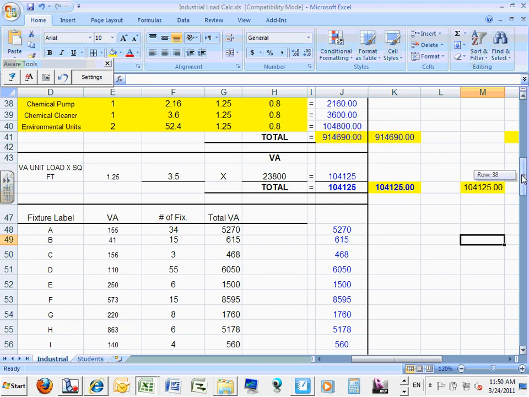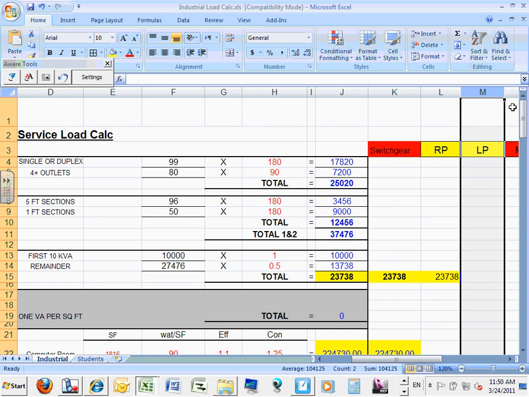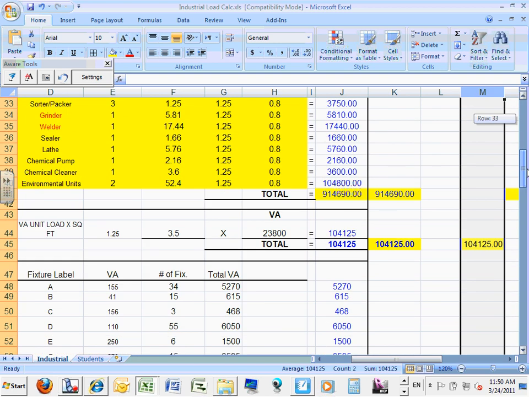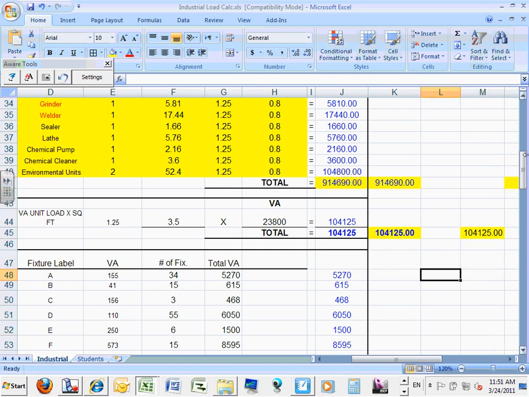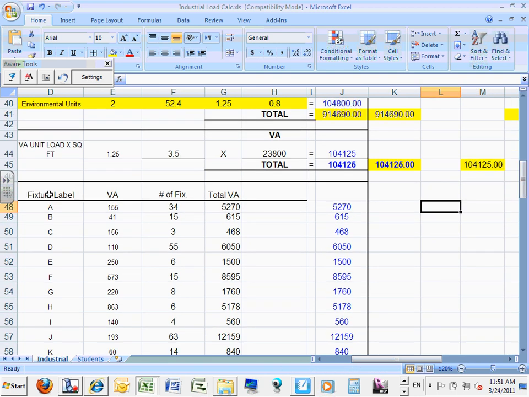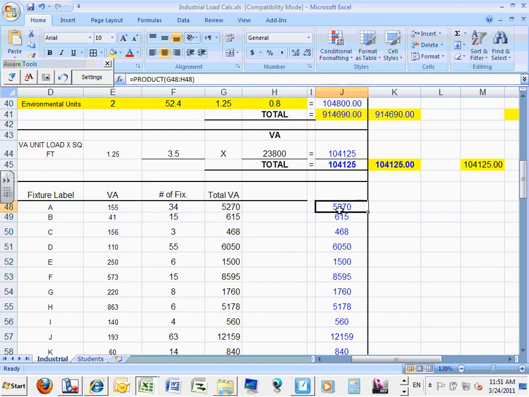I sized my lighting panel. Here's my lighting. If you don't know where you are, click on this. That will orient you. Now, Spencer, my friend, you don't have these labels yet. You're going to type them, guys. When you get them, this is my loads.